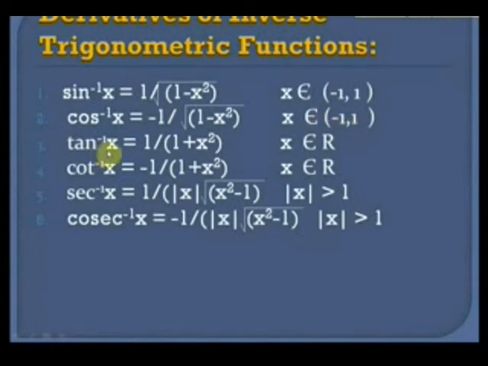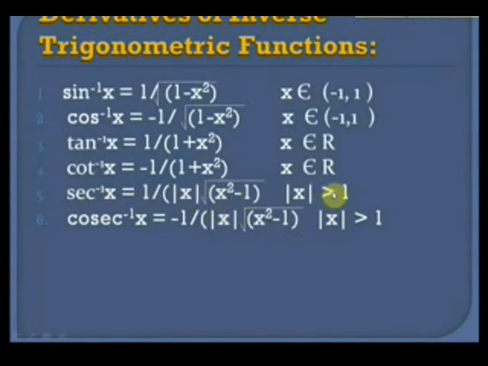If y is equal to tan inverse x, then dy by dx is equal to 1 by 1 plus x square. x belongs to the set of real numbers. Similarly, cot inverse x has a differential coefficient equal to minus 1 by 1 plus x square. Here again x is an element of real numbers. This is the same as tan inverse x, again with the exception that there is a minus sign here. The next is sec inverse x. So dy by dx is equal to 1 by mod x into under root of x square minus 1.